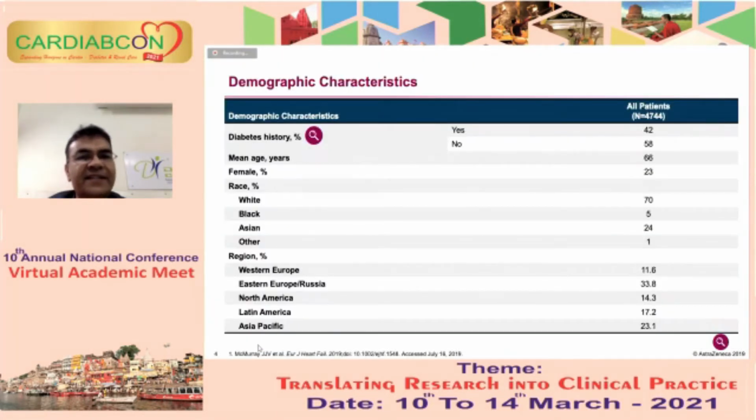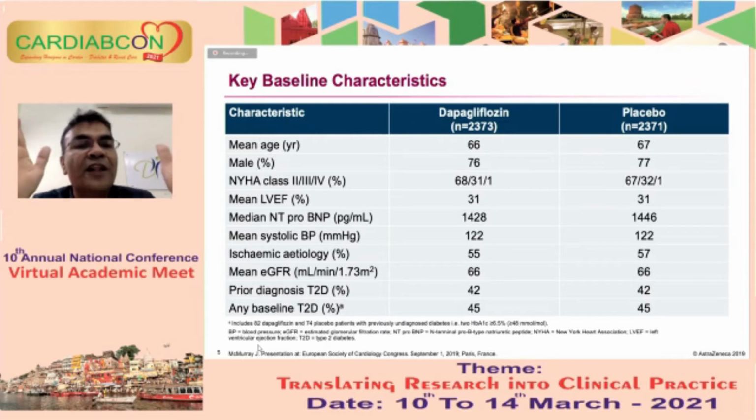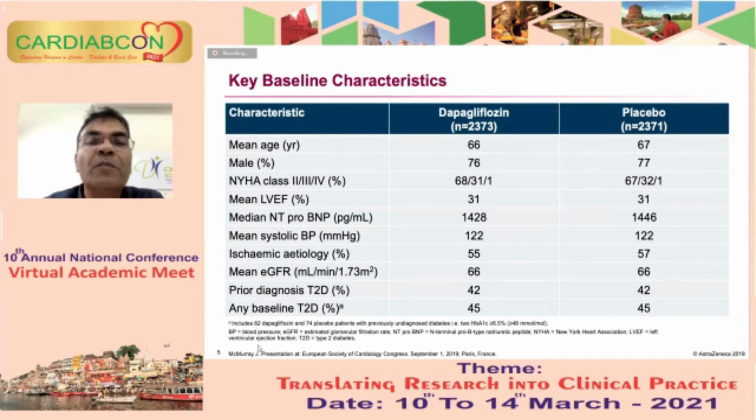Now the baseline characteristics: the mean age of these patients was 60. I'm not going into the detail, but one thing is very clear, it was from all over the world. Even in Asia Pacific, we had almost 23% of the patients. And 42% of the patients had a diabetes history, while 58% were non-diabetic. Almost all patients were NYHA class 2, 3, or 4, with a mean ejection fraction of 31, and a median NT-proBNP in both arms of more than 1,400. So this is again very important.